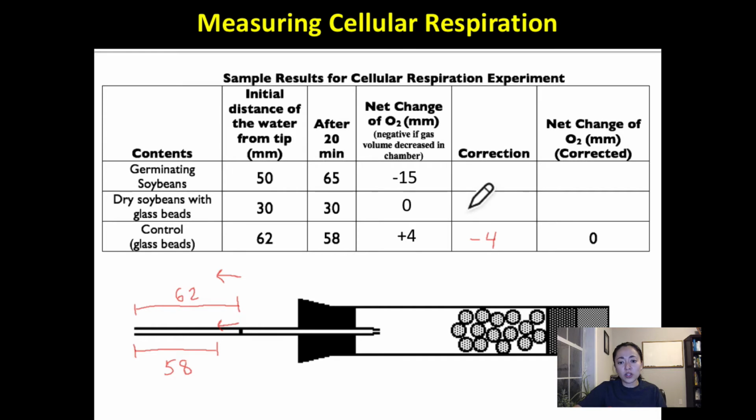I also want to use my control to correct for all the other chambers. So now I'll take 0 minus 4, and that's -4. Take -15 minus 4, and that's -19.